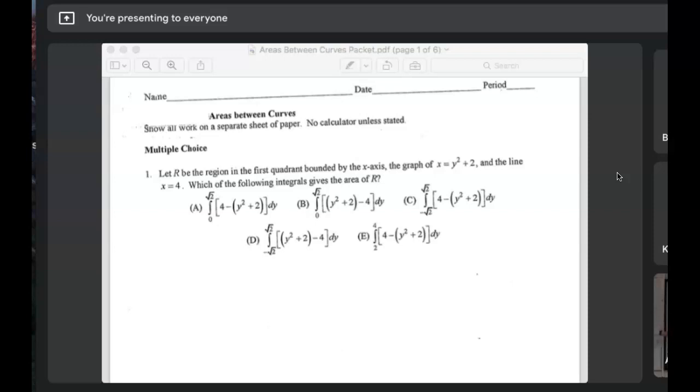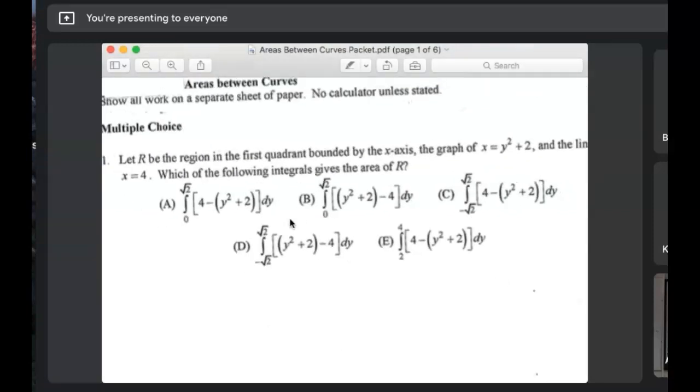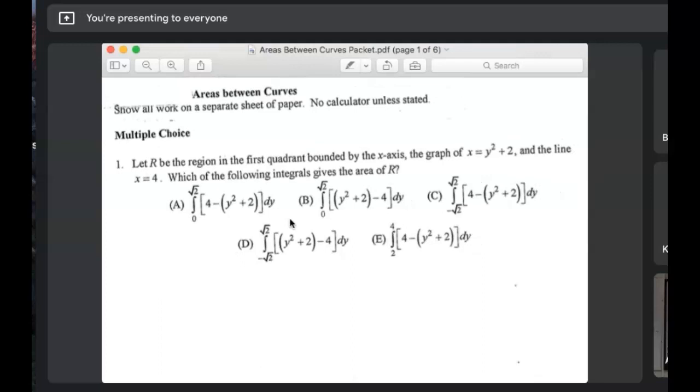So if you have your packet, it might be easier for you to see this directly from the packet. But if you're not, just look up here. And go ahead and do this on the whiteboards. In this situation, you're just setting up the integral and selecting which option. And keep in mind, we're only looking at the first quadrant of this thing. That on your whiteboards.